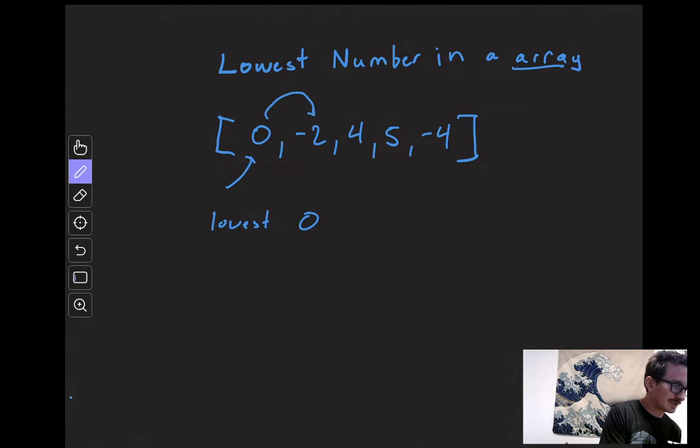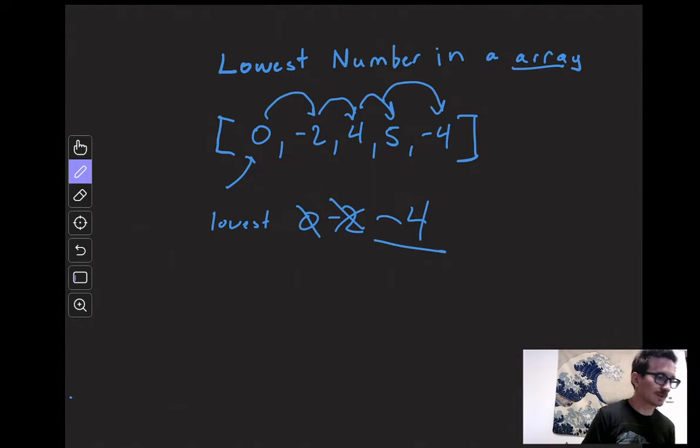So I'm going to compare these two. Is -2 less than 0? Yes, it is. So then we'll need to swap that one out. So now -2 is the lowest. And then I compare -2 to 4. Well, -2 is still the lowest. Compare it to 5. Well, -2 is still the lowest. And then compare it to -4. And -4 is the lowest.